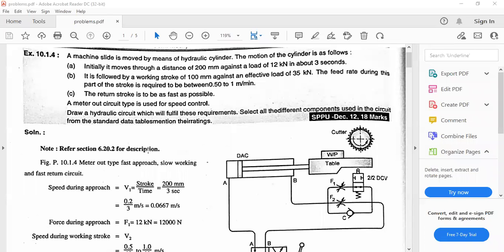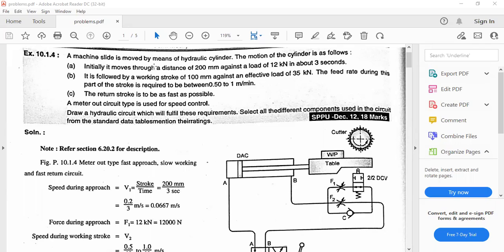Good morning, friends. Today we will discuss hydraulics and pneumatics, Unit 6: system design of hydraulic and pneumatic circuits. In the previous lecture we saw the programs on hydraulic circuits. So, designing the system of hydraulics and pneumatics, this is the next program.